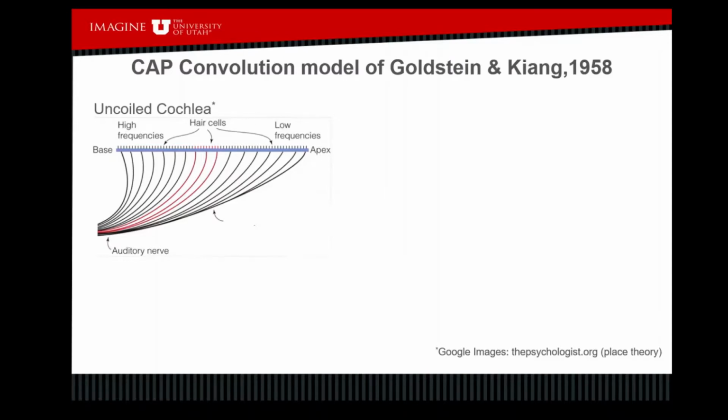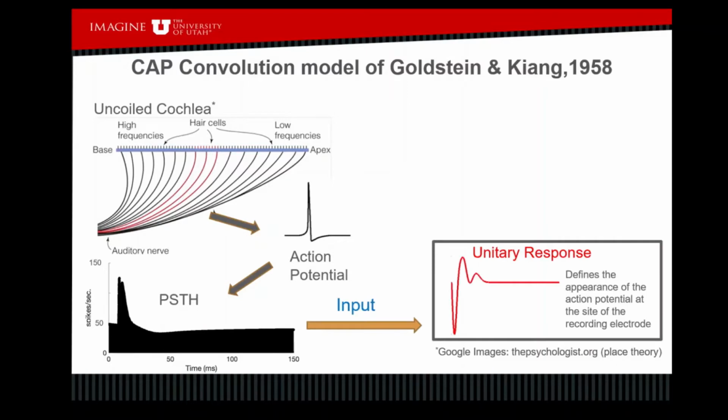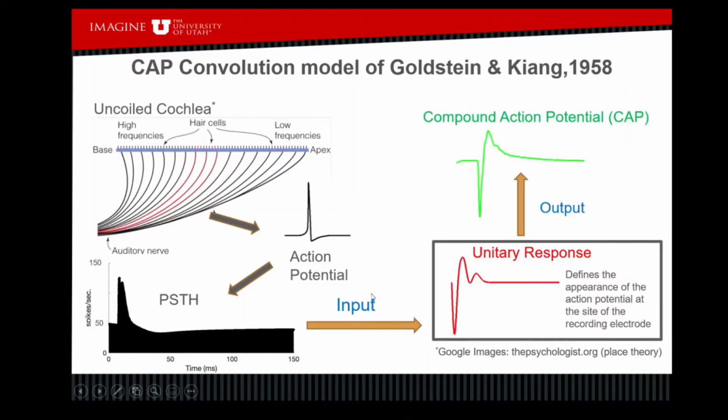When stimulated by a sound, each one of these fibers will fire an action potential, and the firing pattern that occurs at one CF is quantified in what is known as a peristimulus time histogram, or PSTH for short. This histogram shows the firing rate per unit of time at one CF. Now, what Goldstein and Kiang proposed was a convolution model that treats this peristimulus time histogram as an input, and the output of this model is the predicted CAP.